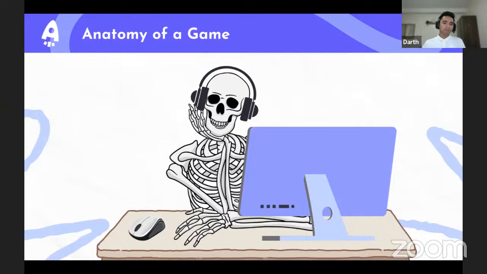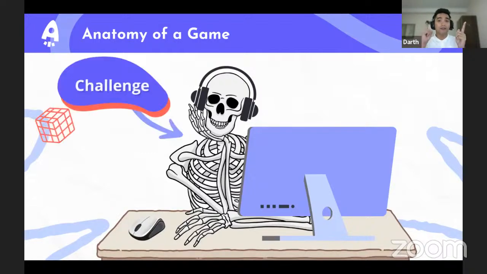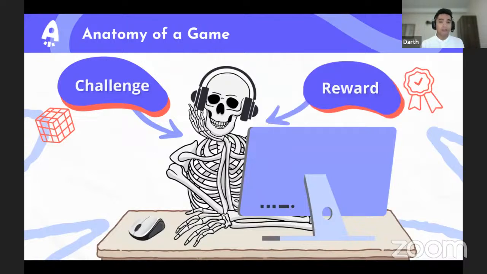So, the anatomy of a game. It's pretty simple, actually. It consists of two things, the challenge and the reward. Challenges can range from getting more points to defeating an opponent or completing a task. The reward can be stars, trophies, medals, and even just bragging rights. So the student does something and you give something to the student. Pretty simple.